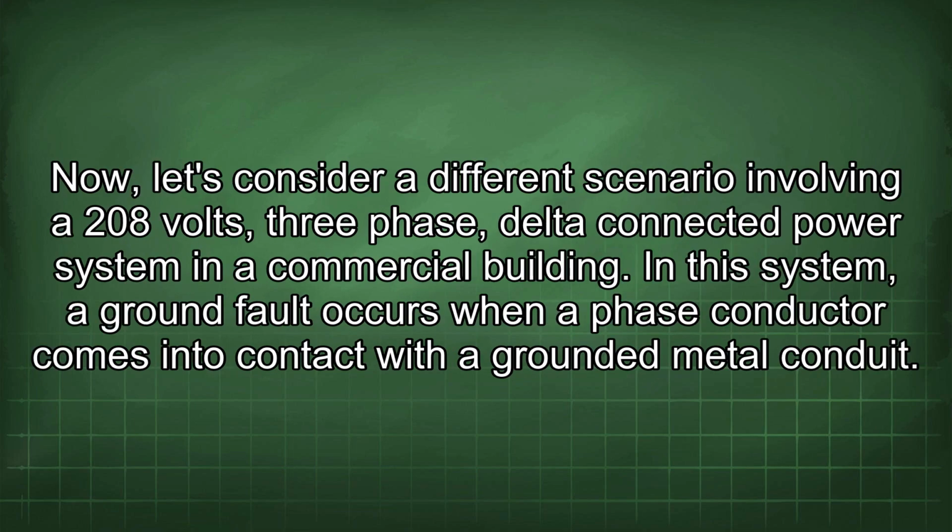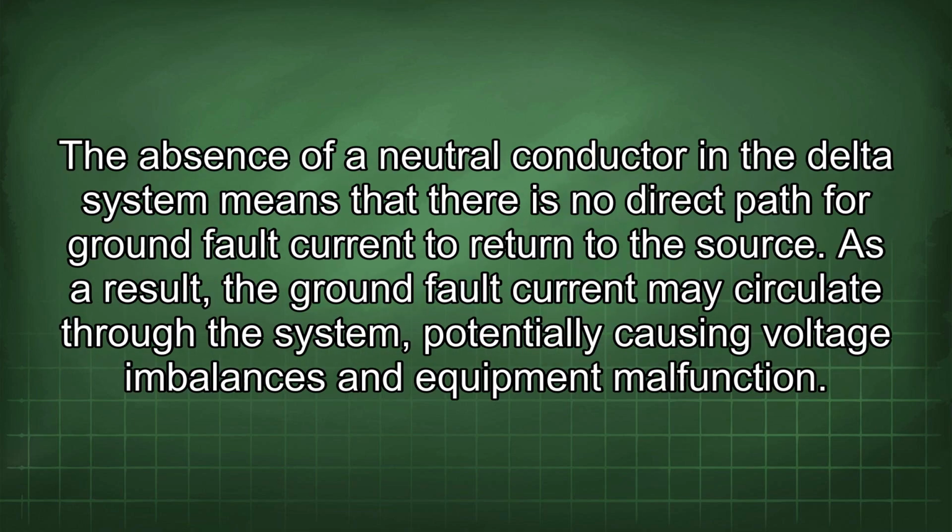Now, let's consider a different scenario involving a 208 volts, three-phase, delta-connected power system in a commercial building. In this system, a ground fault occurs when a phase conductor comes into contact with a grounded metal conduit. The absence of a neutral conductor in the delta system means that there is no direct path for ground fault current to return to the source.